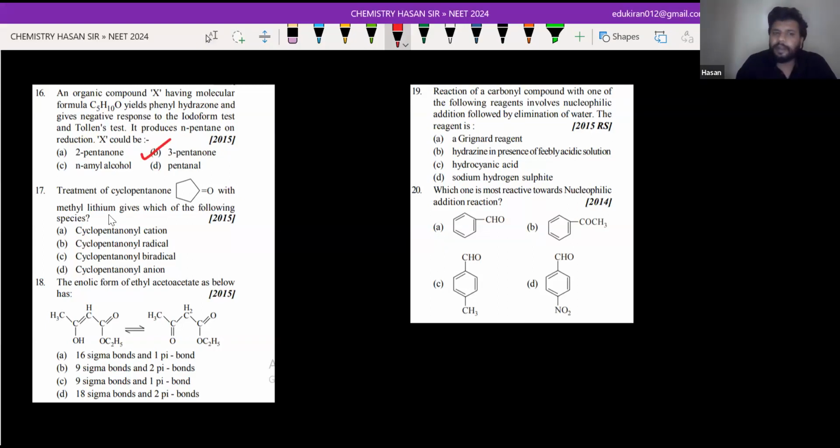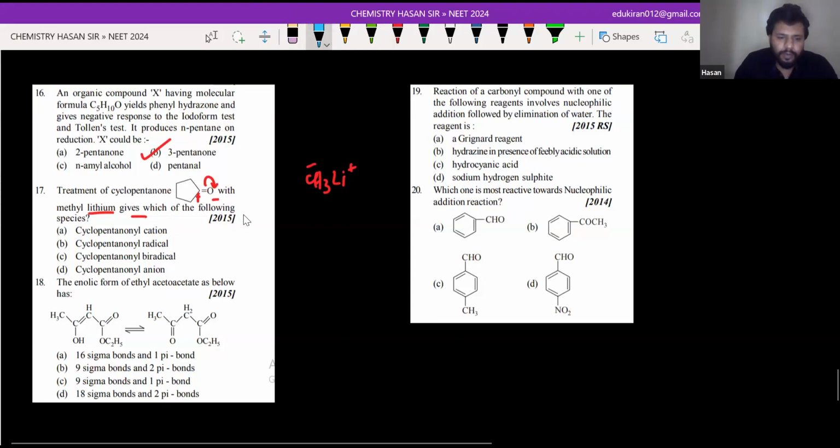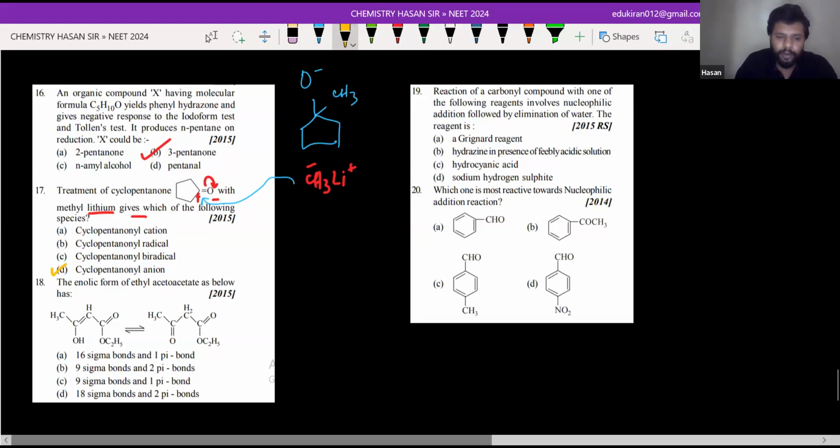17, treatment of cyclopentanone with methyl lithium, CH3Li, gives which of the following species? So very simple it is. You know that this will be negative, and there will be positive, right? And this is positive, this is negative. So what we can write is very simple. This will be attacking this. So it will be something like this. O negative is there and there will be CH3. So cyclopentanoyl anion is there. For 18, any answer?